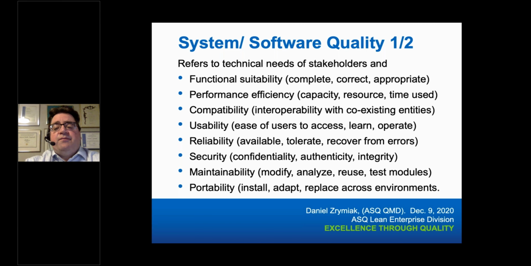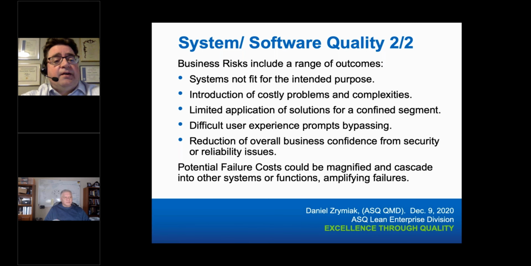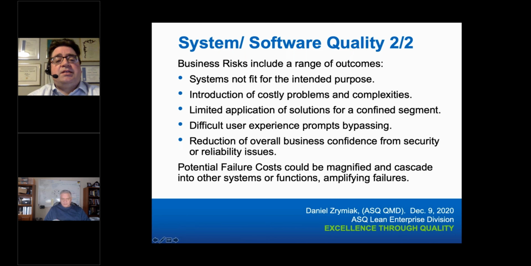So these prompt some very key areas of potential failure, which should be tested and planned. The business risks of this are costly problems and complexities, and again, if the quality 4.0 solution is not suitable, it may be bypassed, and then failures are magnified and cascade into other systems or functions.